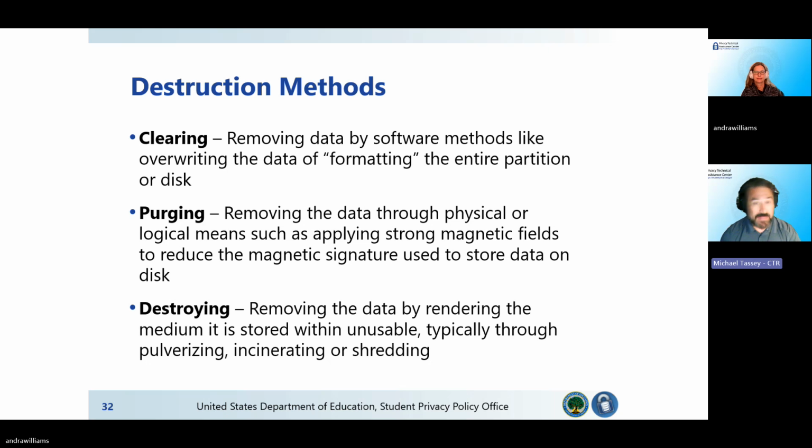And that gives you a little more assurance, but as you might guess, it also destroys the medium, right? So if you want to continue using that hard drive or that computer, good luck. It's not going to work. The data is truly destroyed.